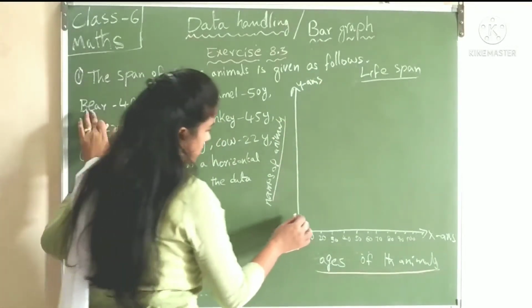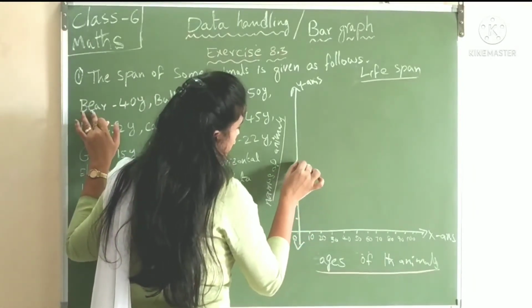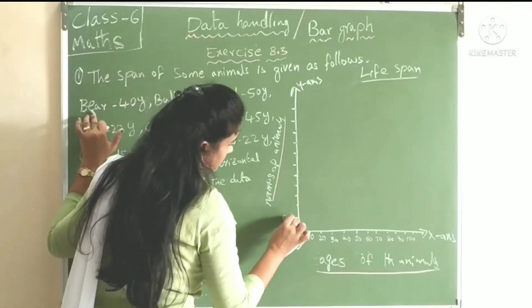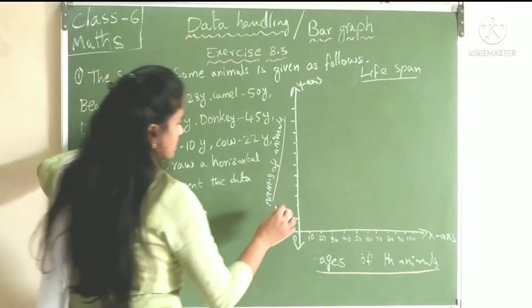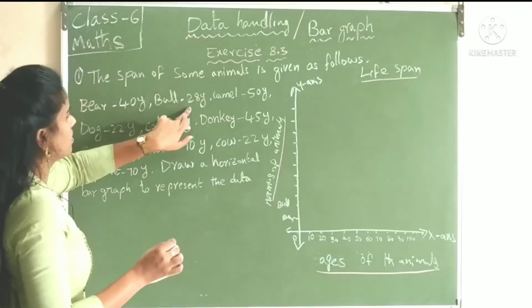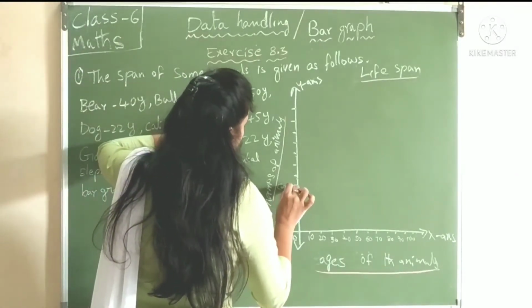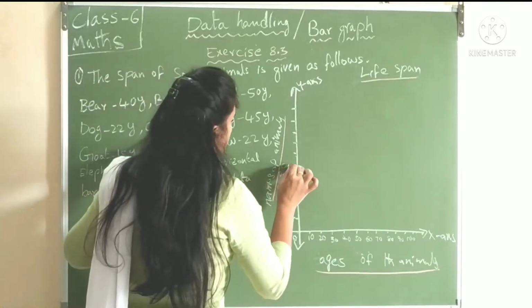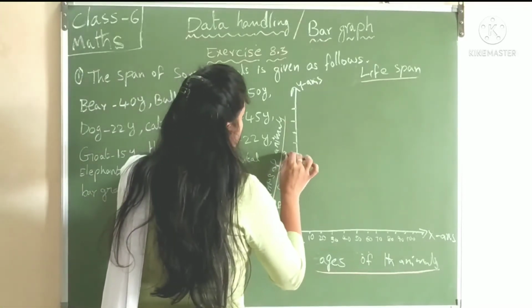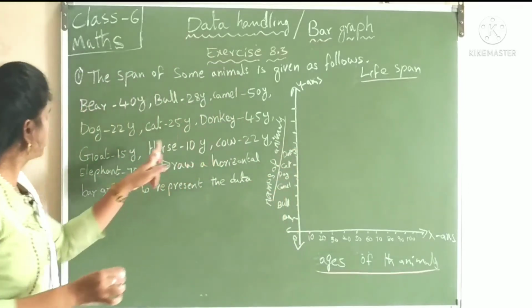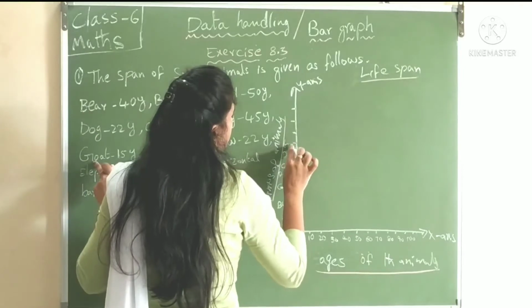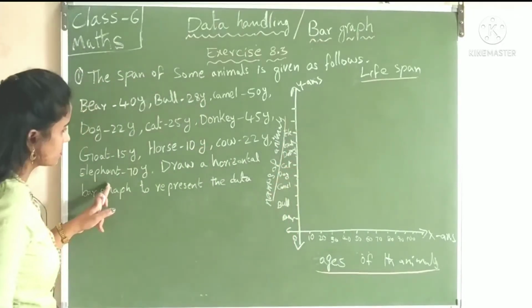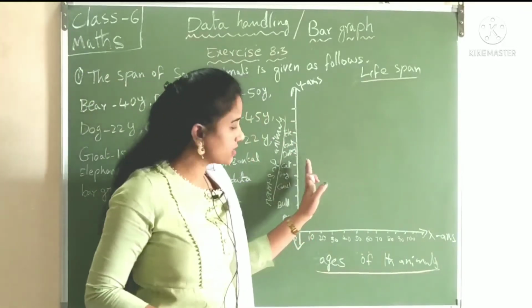First write bear, and bull, camel, dog, cat, afterwards donkey, goat, and finally elephant. Now draw the lifespans of the animals.